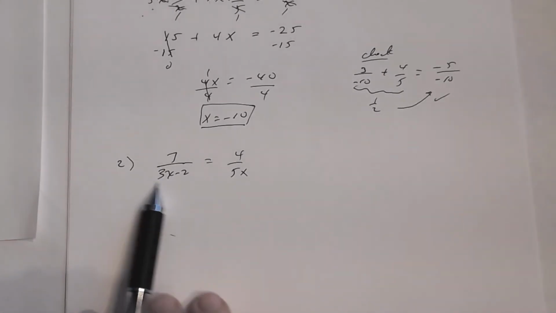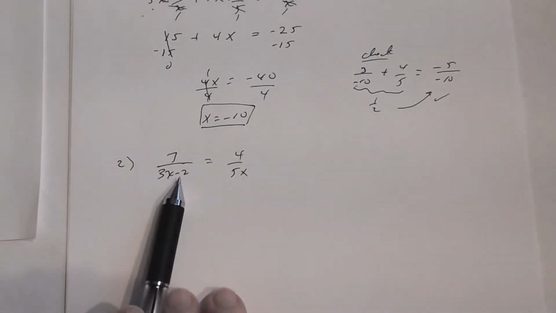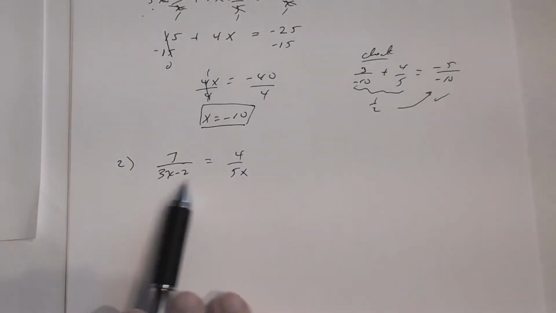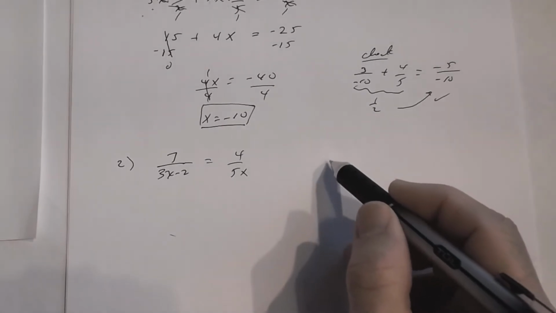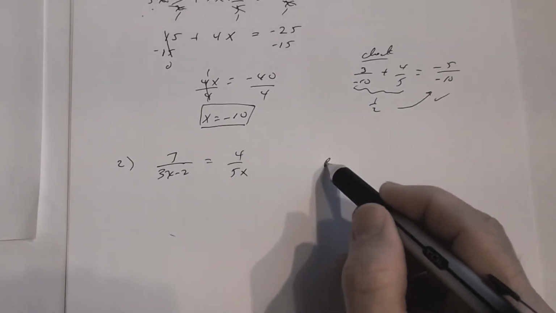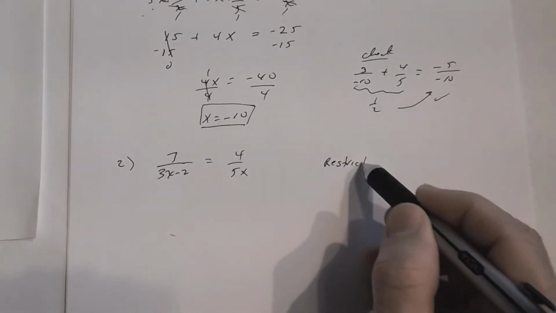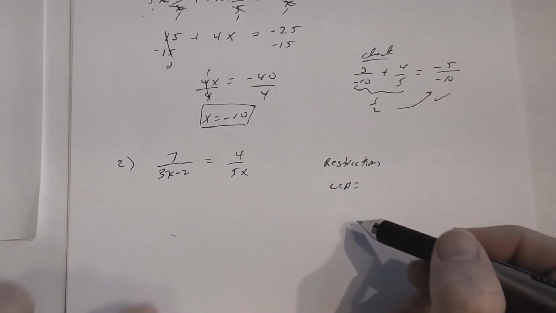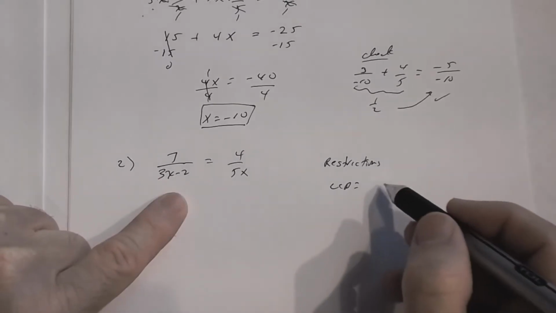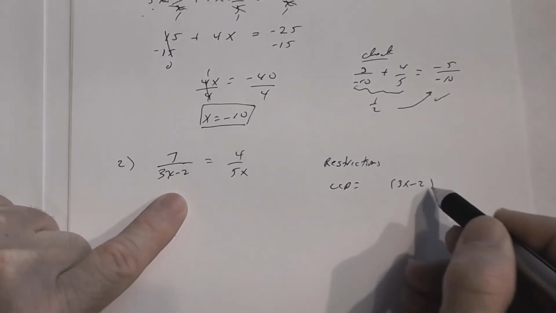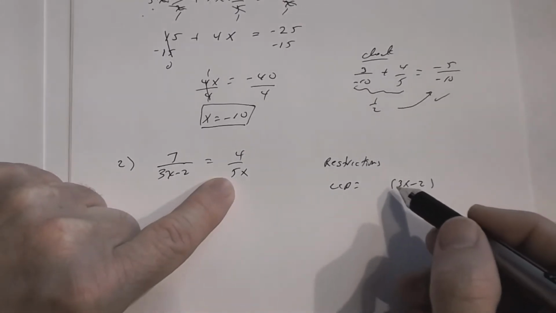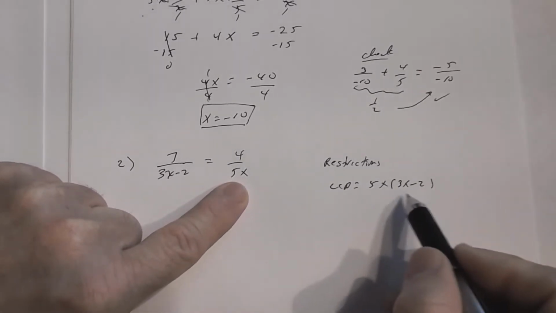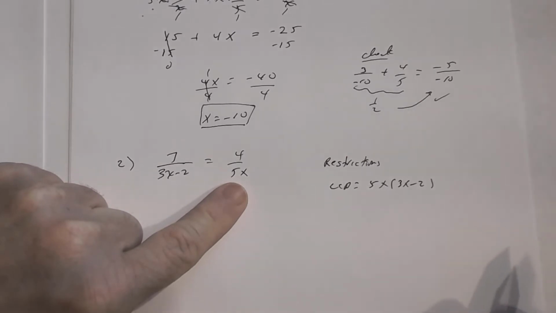Now, if you notice 3x minus 2, this linear factor, the GCF is 1, so there's nothing I can do there. These are monomial factors, so I'm going to go now and find two things. I'm going to find the restrictions, and I'm also going to find the least common denominator. The least common denominator is the easiest to find. It's less work. So this is a factor. I have to use it. 5 is a factor. I have to use it. And x is a factor. I have to use it. So there's your least common denominator. 5x times 3x minus 2.